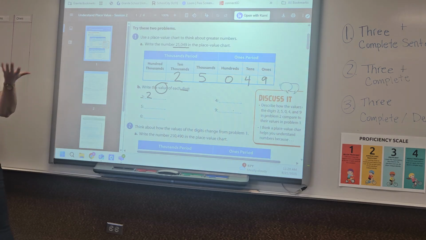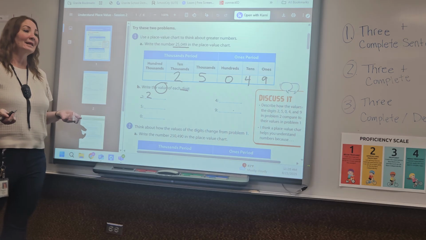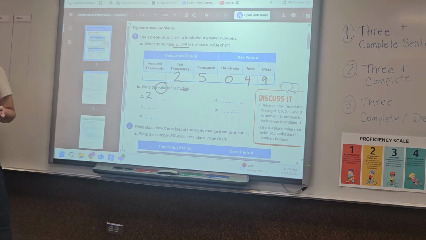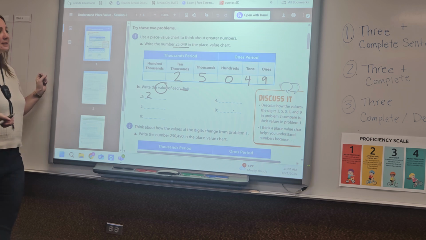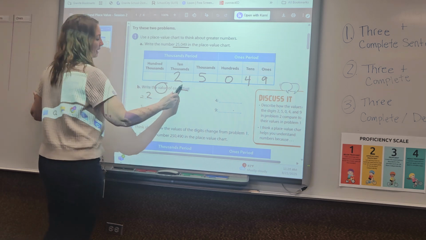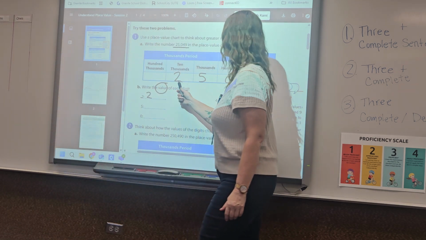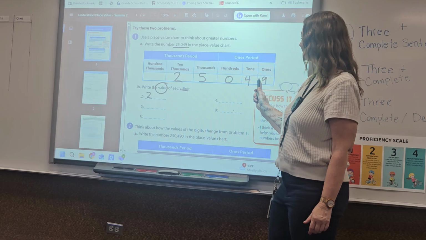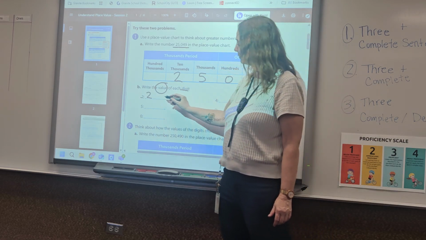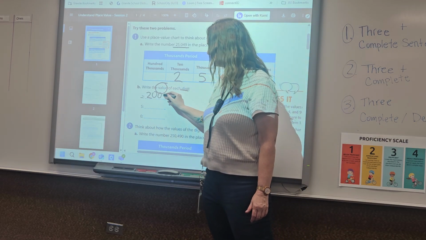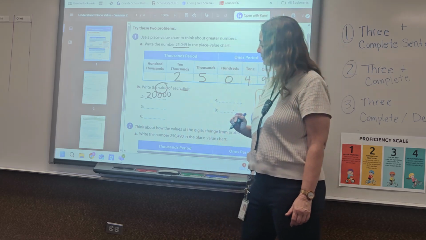And if I'm not sure how many zeros, remember how I taught you how to do that? Count the digits before it. And there's only maybe half of you participating. Let's stop drawing in our book. Count the digits that come after the 2. So I have 1, 2, 3, 4 digits after the 2. So that means I have 1, 2, 3, 4 zeros.